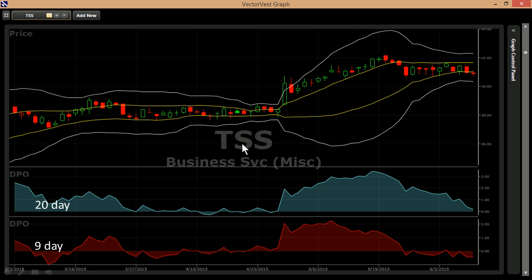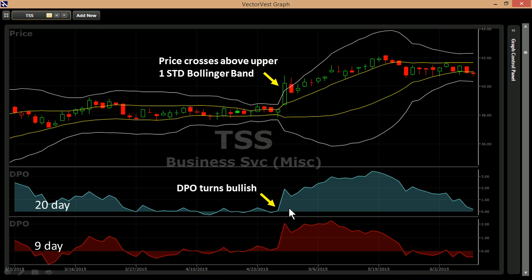All right, another example, TSS. We can see here periods of extremely low volatility. We can see that the bands are contracting. They're getting closer and closer towards each other, moving closer and closer to the average. We get that one big breakout. Price crosses above the upper yellow line, which is the 1 standard deviation. We also get the 20-day DPO turning positive. There's our entry.